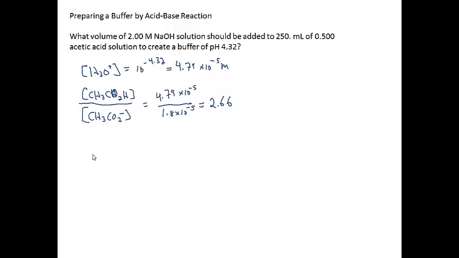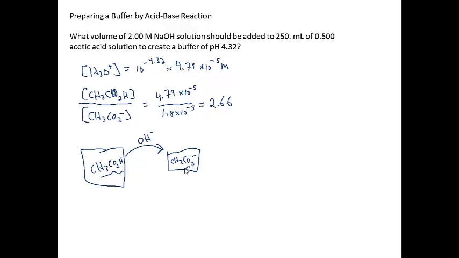And the idea here is, we're going to start with a bunch of acetic acid, and we're going to add NaOH, and the hydroxide is going to convert some of that to acetate. We want to diminish our amount of acetic acid and increase our amount of acetate until we reach that ratio. So our goal is to say, how much of this must we turn into that to get to that ratio? We're going to start out by talking about how many moles of acetic acid we have, and then go from there.